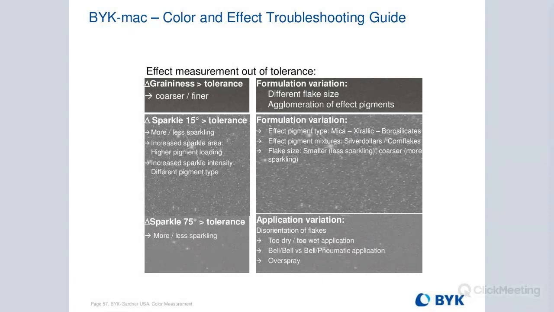Again, referring back to the Eckert film. If you have two different types of applications, maybe you have a bell application in a plant, and then you have an add-on part that went through a pneumatic application, it could have different flake orientation just due to the application itself. And then overspray, obviously, would affect your sparkle on the 75.